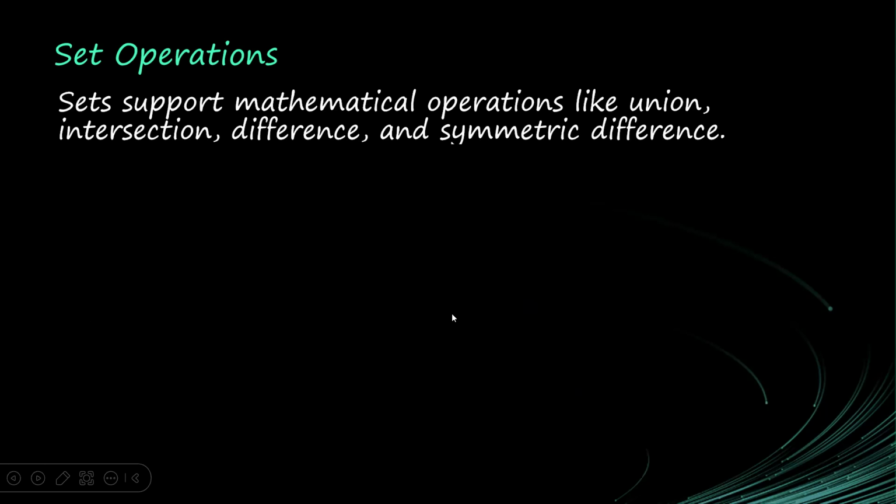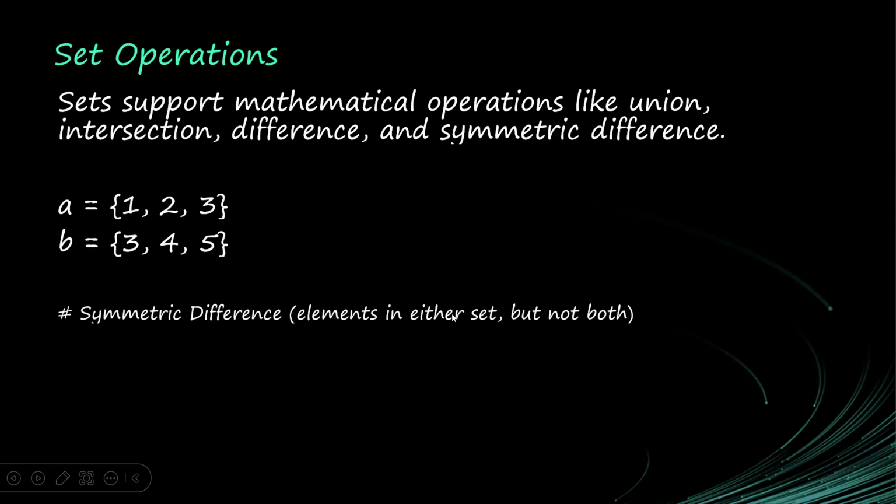You can also do disjoint. Okay, sorry, I'm coming to that. Symmetric difference. Symmetric difference will give you the elements in either set, but not both. It gives you the elements that both of them have that are not in the other one.